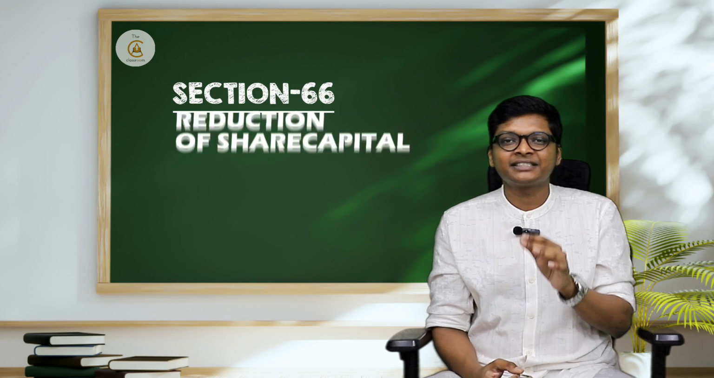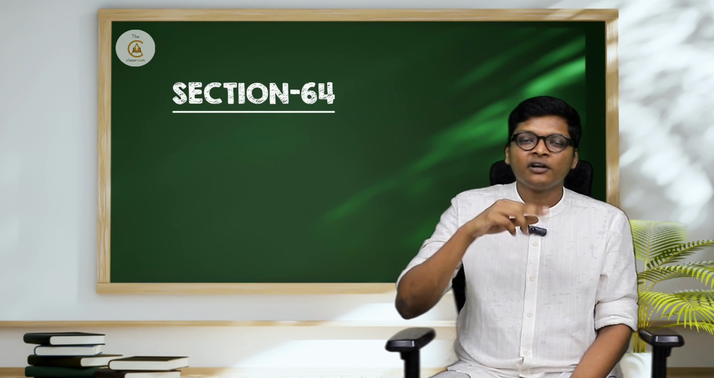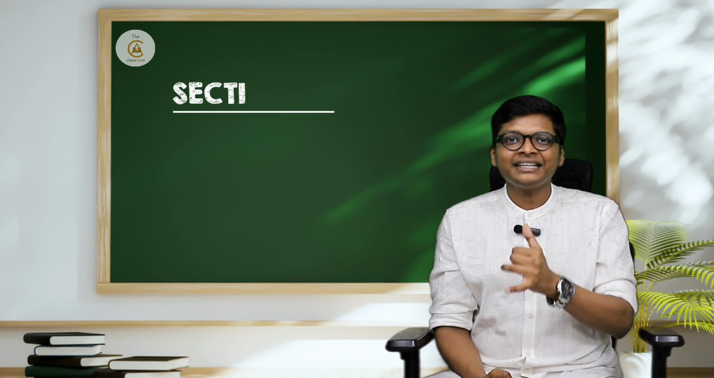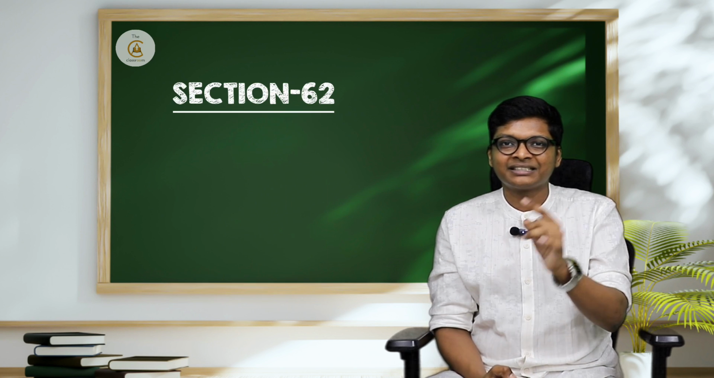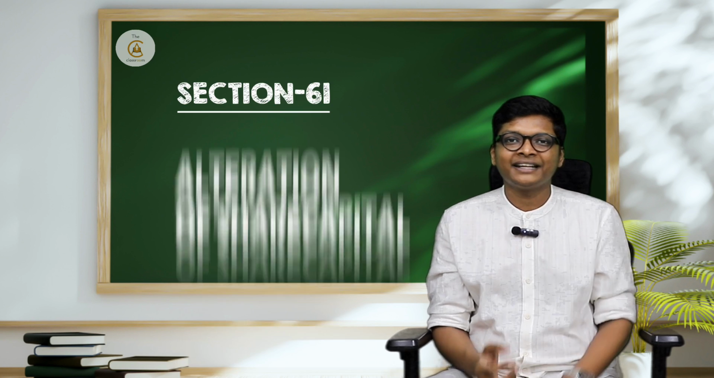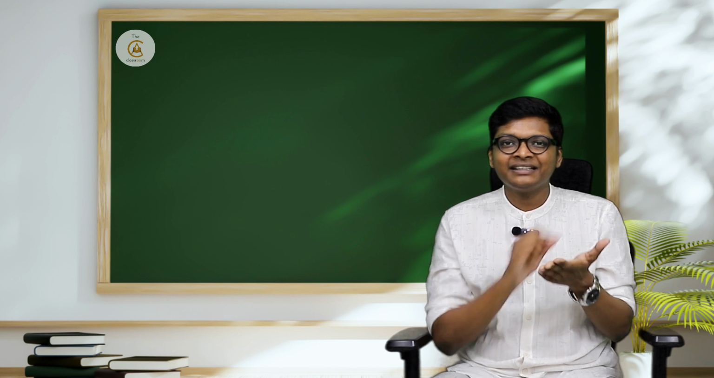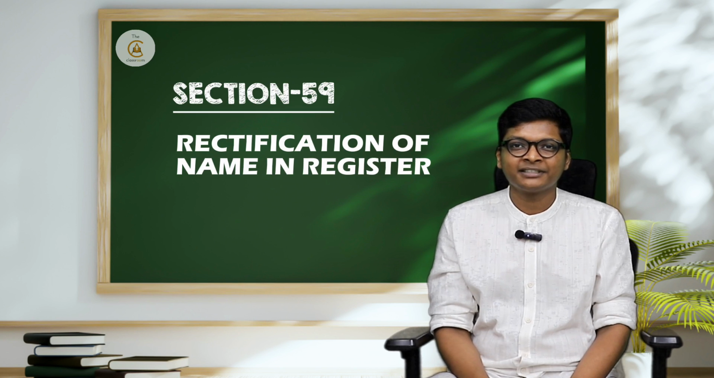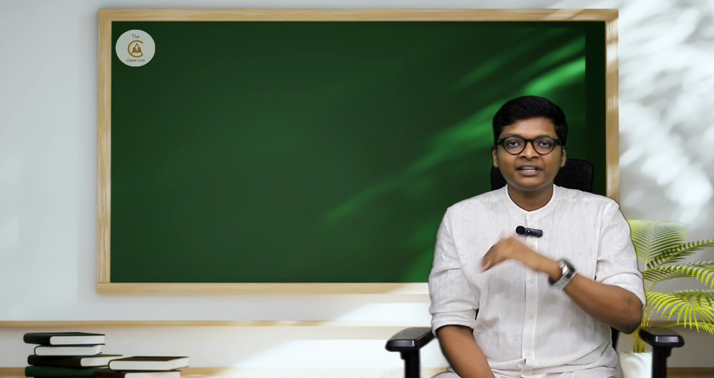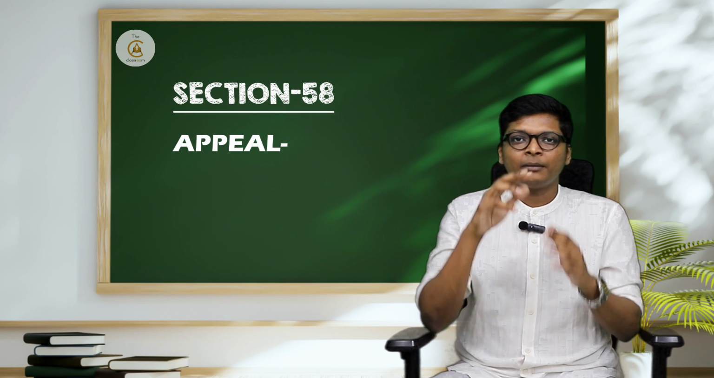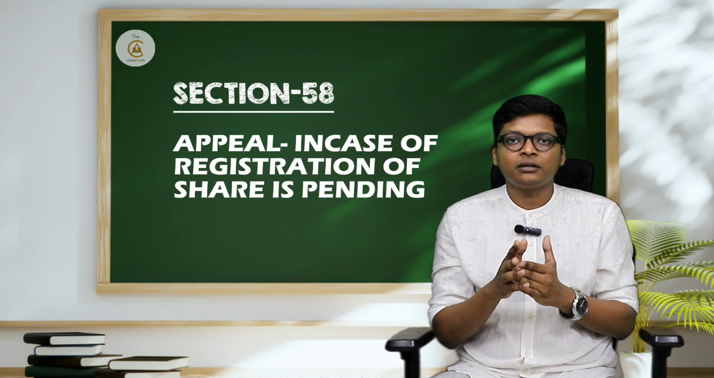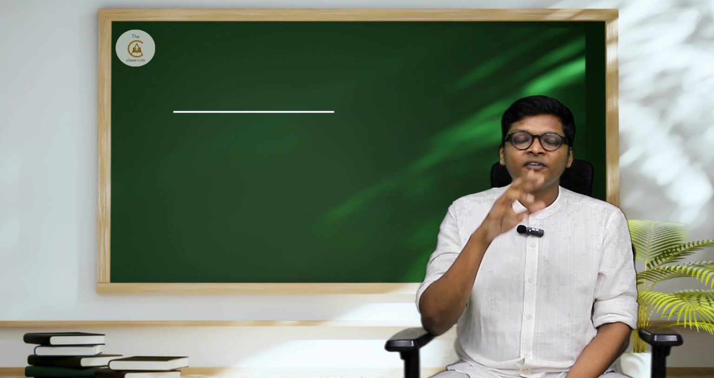66 is reduction. 65 we don't have. 64 filing with ROC. 63 is your bonus. 62 is rights. 61 is alteration. 60 is not there. 59 is rectification of name in register of members and appeal. 59. 58 is appeal to company or ROC if the name is not included for register.